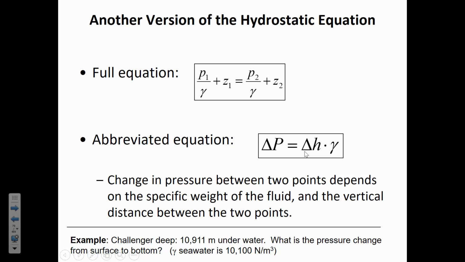Usually the only time that we'll use those absolute pressures is for gas law type problems. But if we want to know, if we go down 10,911 meters, what is the pressure at the bottom of the Mariana Trench? The delta P is the delta H times gamma. So the delta H would be 10,911 meters. The unit weight of seawater, 10,100 newtons per meter cubed.